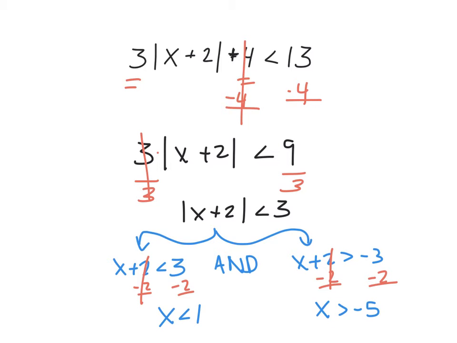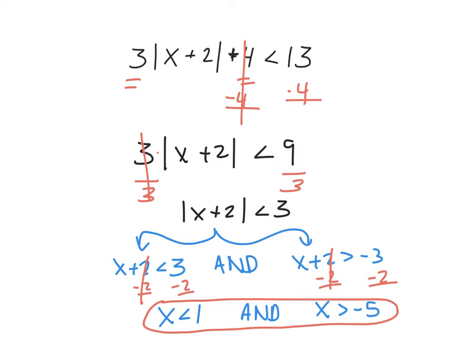If you were shading on a number line, you'd put a circle at negative 5 and a circle at 1, and you'd shade in between them. But lucky for you, I've run out of space, so we're just going to stick with this written solution and call it good. Now, let's talk about those greater than problems.